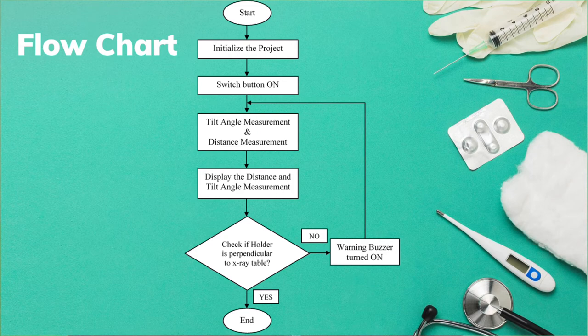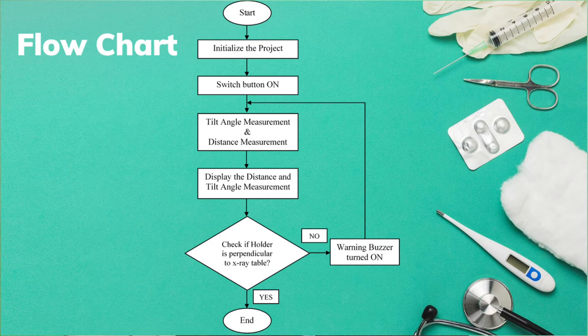Okay, moving on to the next slide, which is the flowchart of the project. So we start off by initializing the project and switching on the power button. And then the device will automatically measure the tilt angle of the X-ray cassette film and at the same time measure the distance between the X-ray cassette film and the patient. The LCD display will then display all the measurements for tilt angle and distance, and then the system will also check whether the holder is perpendicular to the X-ray table or not.